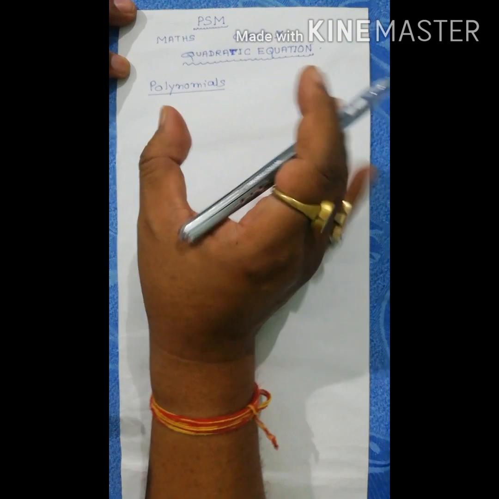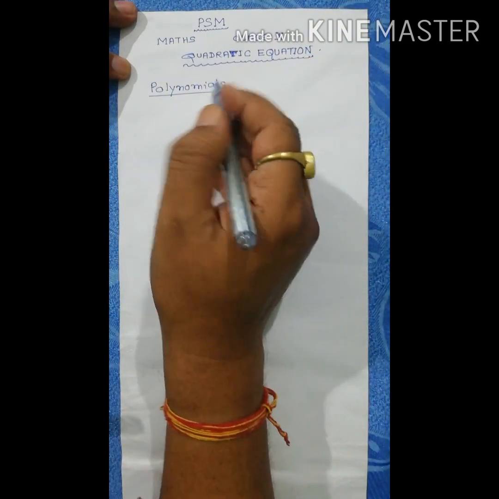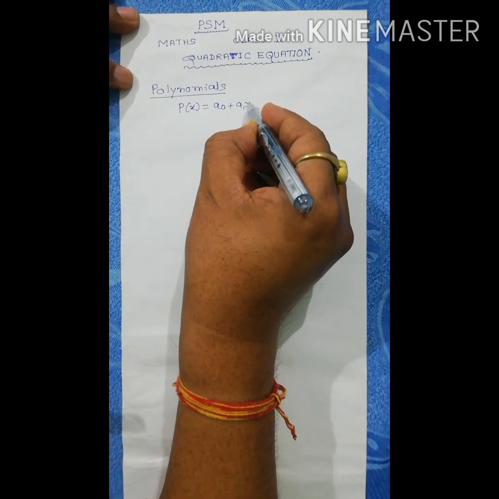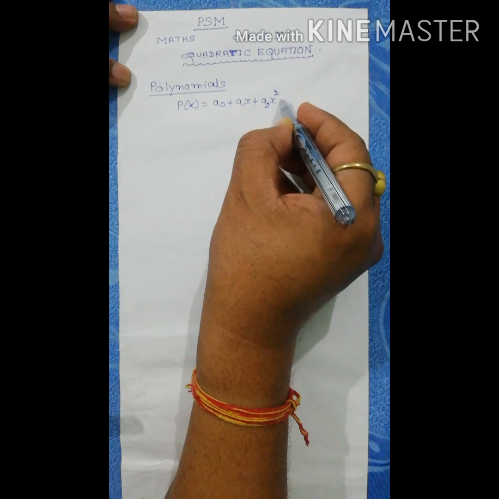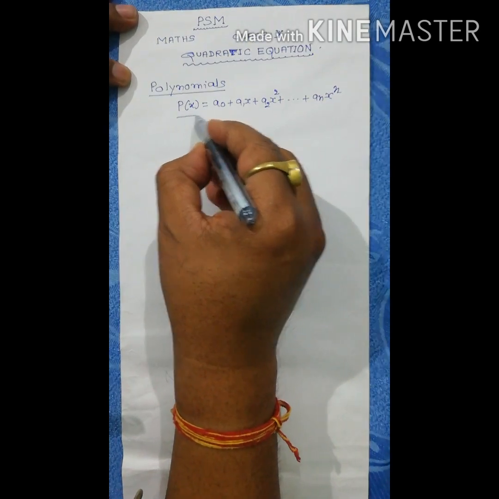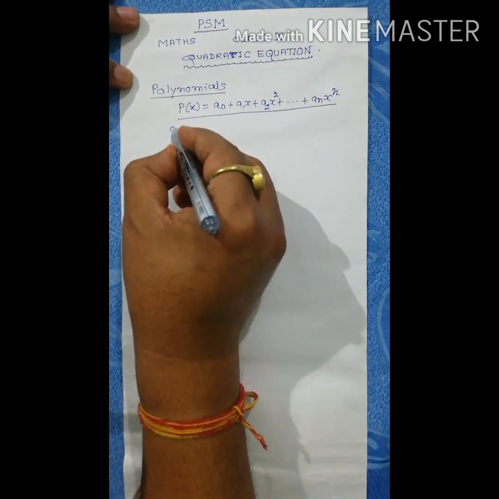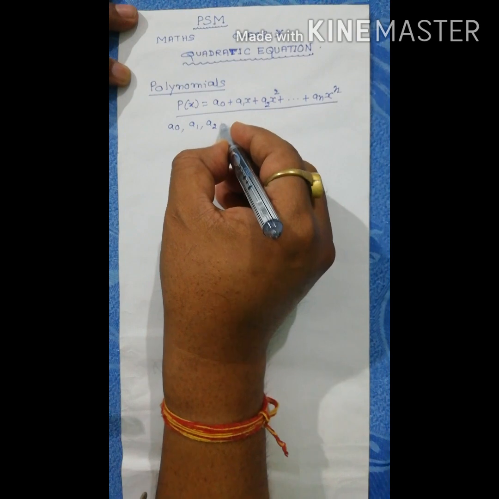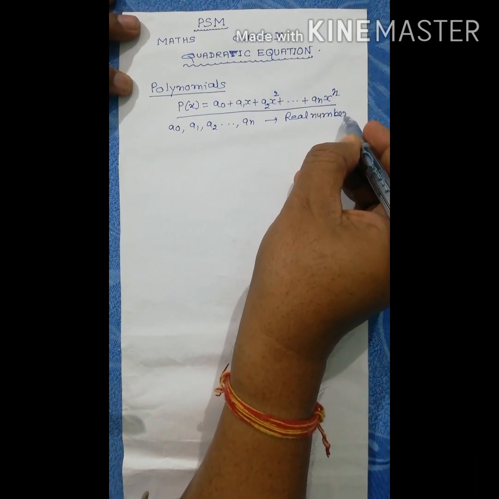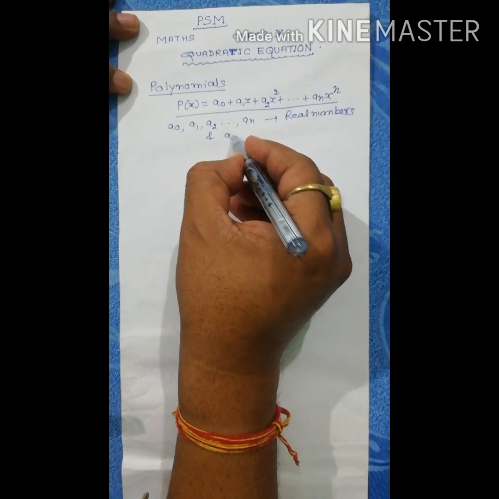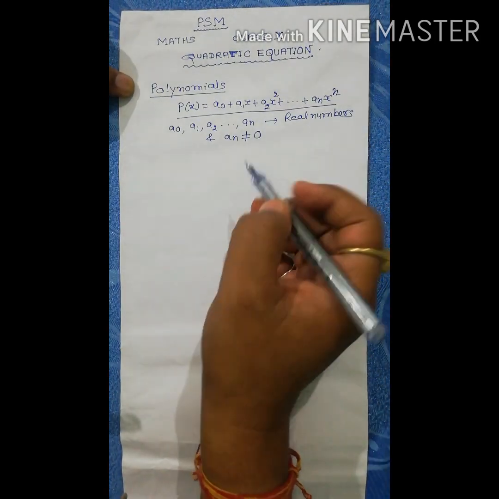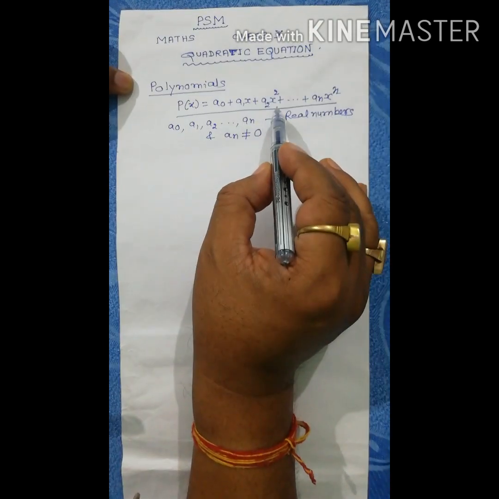Polynomial is an expression. There are many kinds of expressions, but an expression of this form, that is p(x) = a0 + a1x + a2x² + ... + an xⁿ, in which a0, a1, a2, ..., an are real numbers, and if the coefficient of x to the power n, that is an, is not equal to 0, then the expression is a polynomial of degree n.